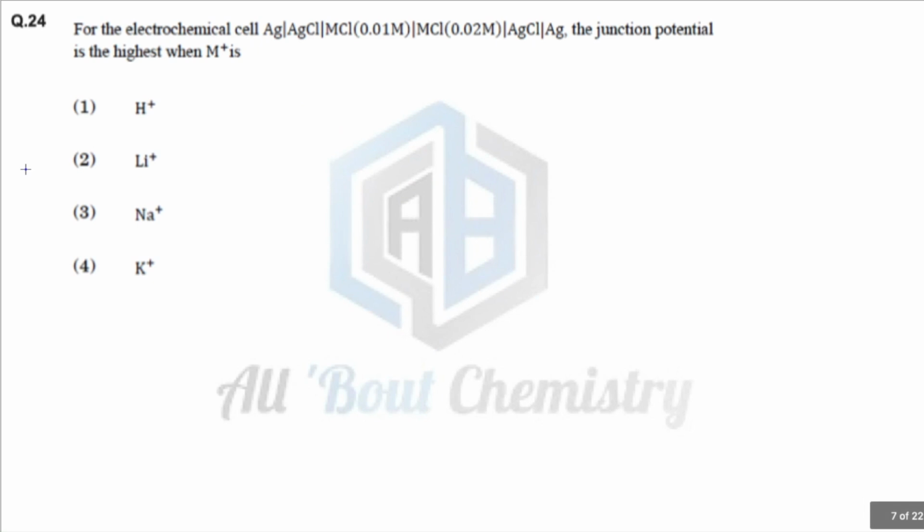Alright, for this particular question, the electrochemical cell is given to you. This is a silver electrode, Ag and AgCl, and M is some metal with metal chloride, and it's given 0.01 molar of that you are using. So the junction potential is the highest when M plus is... They are asking when your junction potential is going to be highest. Now to answer this question, you just need to know the concept.